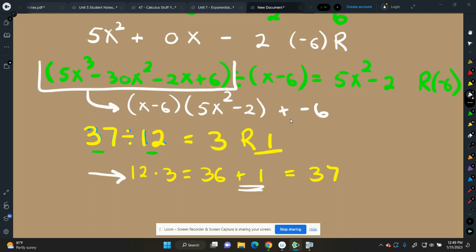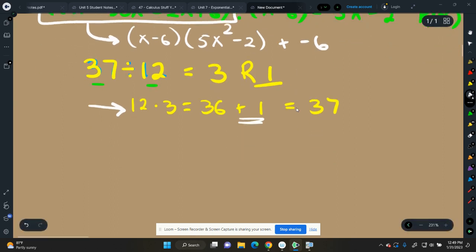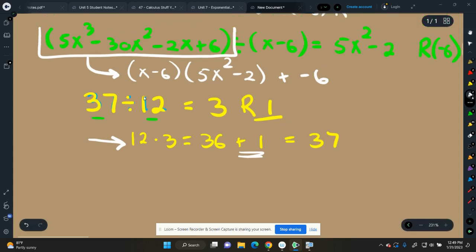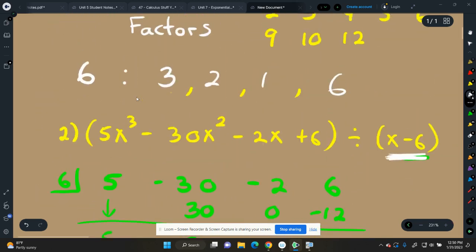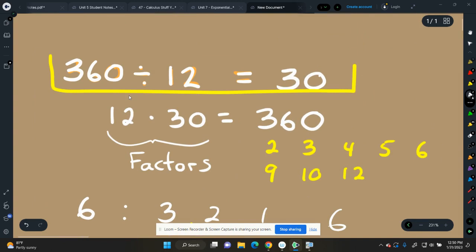Let me ask you a question in this example with the 37 and 12. Are 12 and 3 factors of 37? No. Why not? Tell me using the work we just did here. Let me go back up to what we started with. On this first problem, were 12 and 30 factors of 360? Yes. Why? Because when you multiply them, they equal 360.